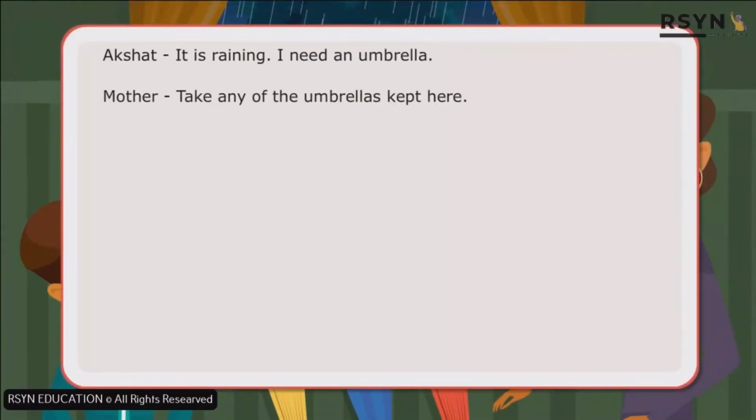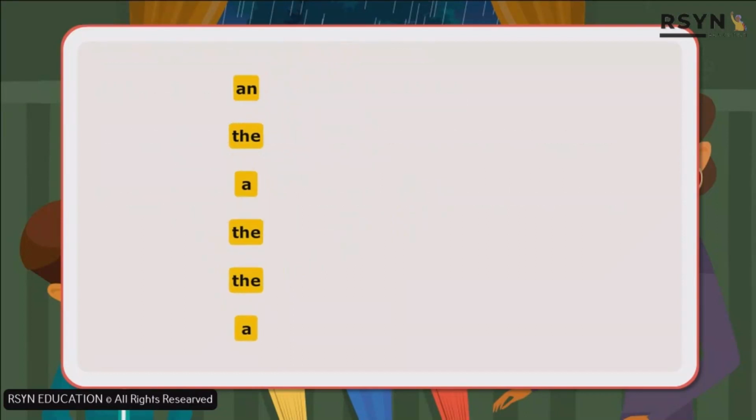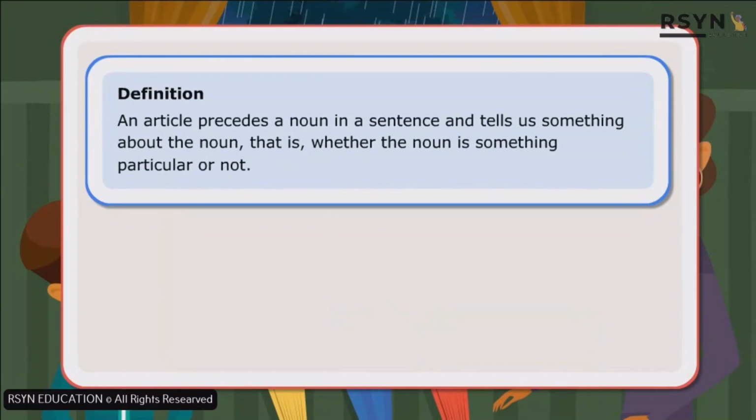In the dialogues, the boy and the mother have used words that give information about the nouns that follow and make it clear whether something general or specific is being mentioned. The words a, an, the are the examples of articles. Definition: an article precedes a noun in a sentence and tells us something about the noun, that is, whether the noun is something particular or not.